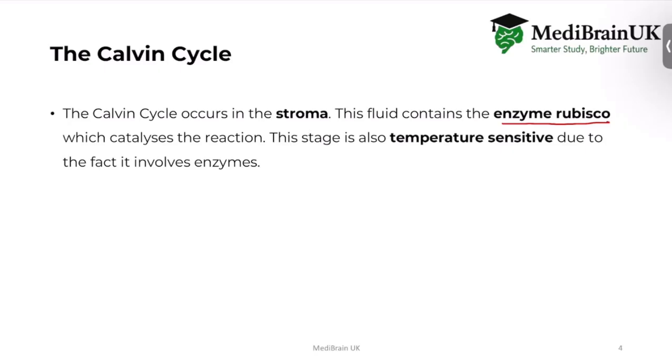Okay, so that's the first key important point that you need to be aware of. It occurs in the stroma and it contains this special enzyme, which is rubisco, which catalyzes the reaction. Because we're using an enzyme, this stage of photosynthesis is temperature sensitive.